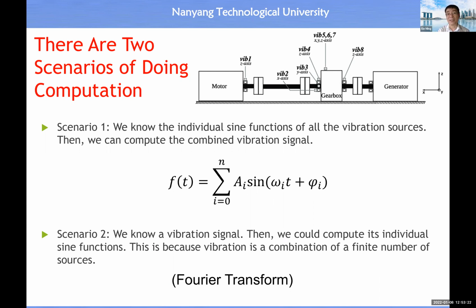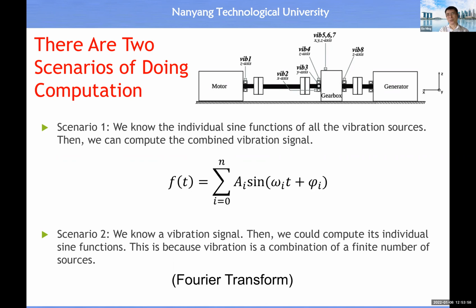So this picture basically shows you again a vibration system which consists of a vibration source. So you see it's multiple inputs, then multiple outputs, all right. Then for this phenomenon of vibration, we may face two scenarios for the determination of a vibration signal by computation. First scenario is we know the individual sine functions, then what should be the final vibration signal?